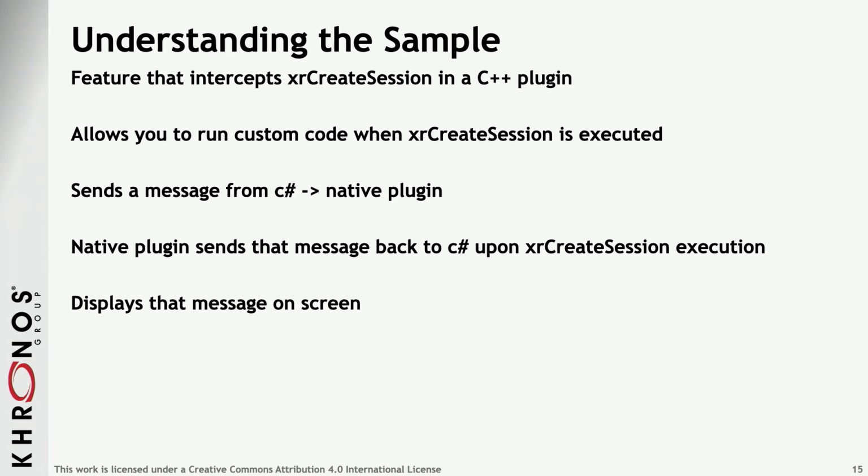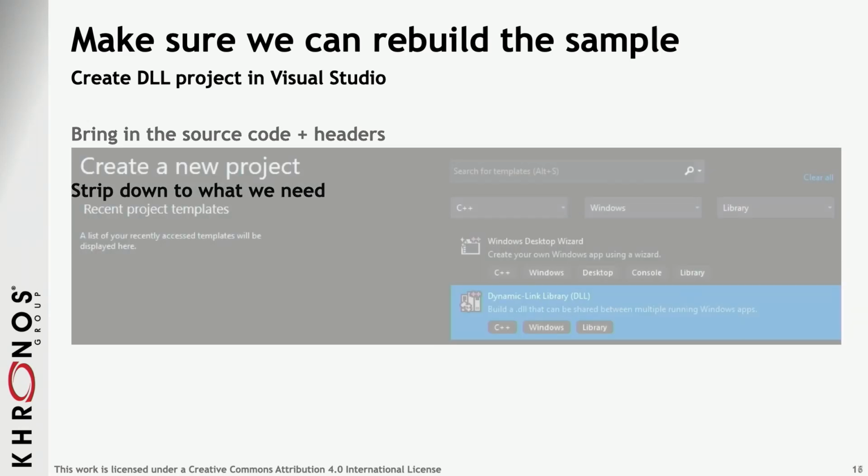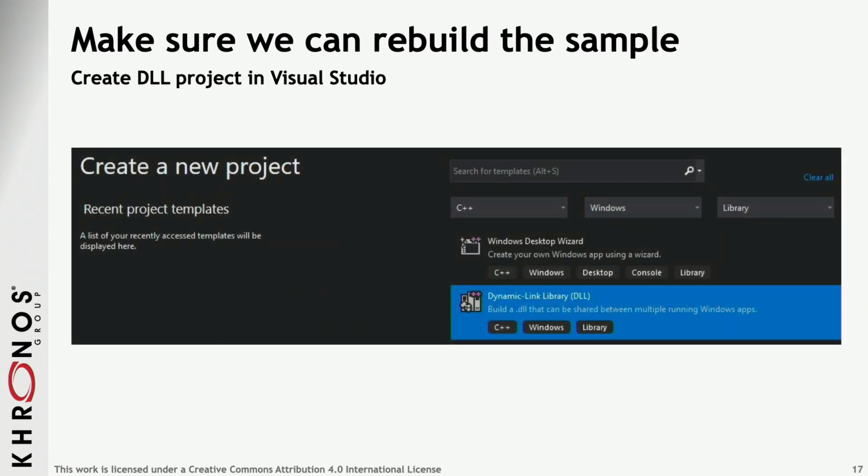We're going to take that and modify it for what we're going to do today. So first step is making sure we can rebuild the plugin. We're just going to do this on Windows for now, so we're going to create a DLL project in Visual Studio. So we're making a native plugin. We're going to bring in the source code and headers that came with the sample, and we're going to get the OpenXR headers, and strip it down to just what we need. So first step, just Visual Studio, make a DLL project.